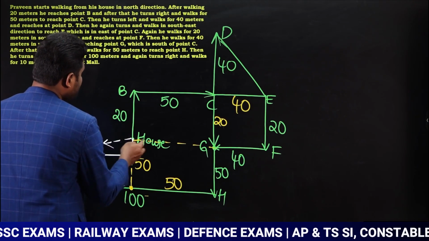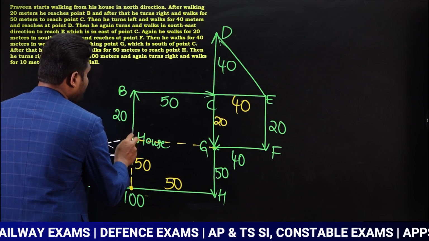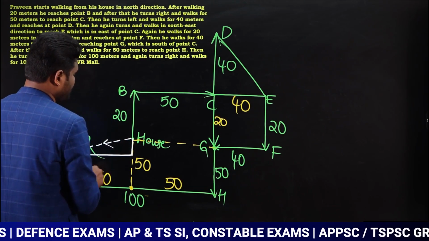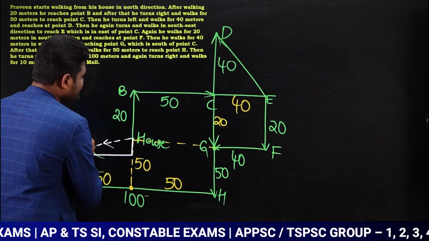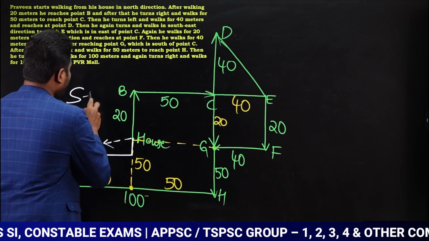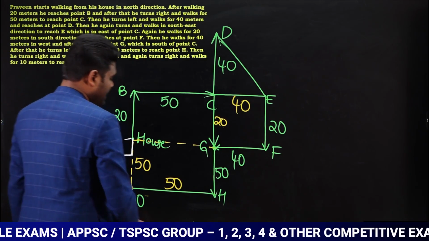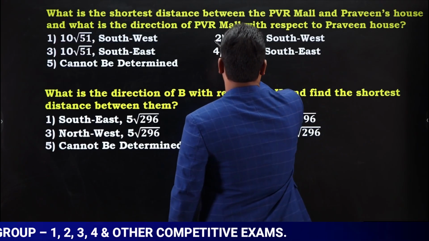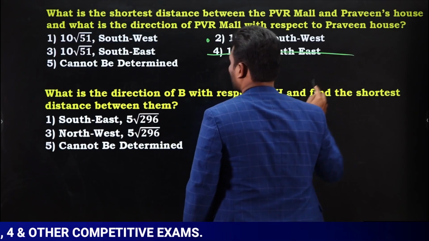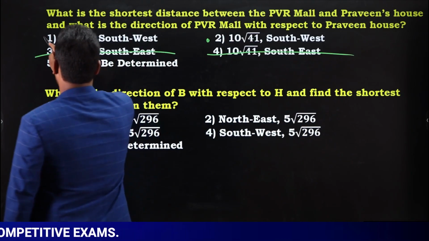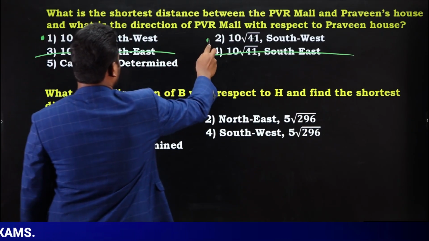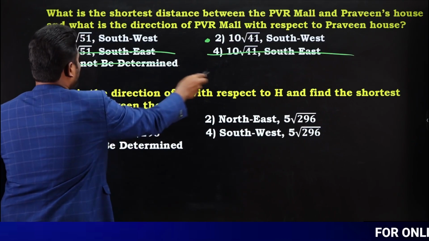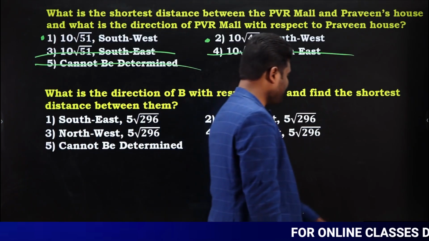Direction, if you observe, what is the direction? Now if you observe from Praveen's house, PVR Mall is in which direction? Now this is south, this is west. So the direction is going to be southwest direction. Look at the options. Southwest direction. This is southwest. This is southeast. This is southeast. Even this is southwest. So either this or this should be the answer. Cannot be determined is the wrong answer. Why? Because the answer can be determined.